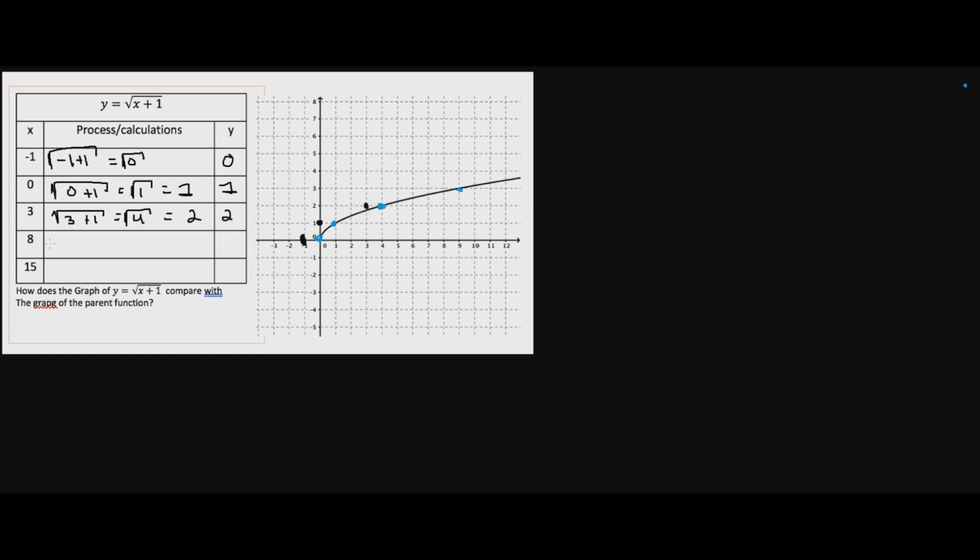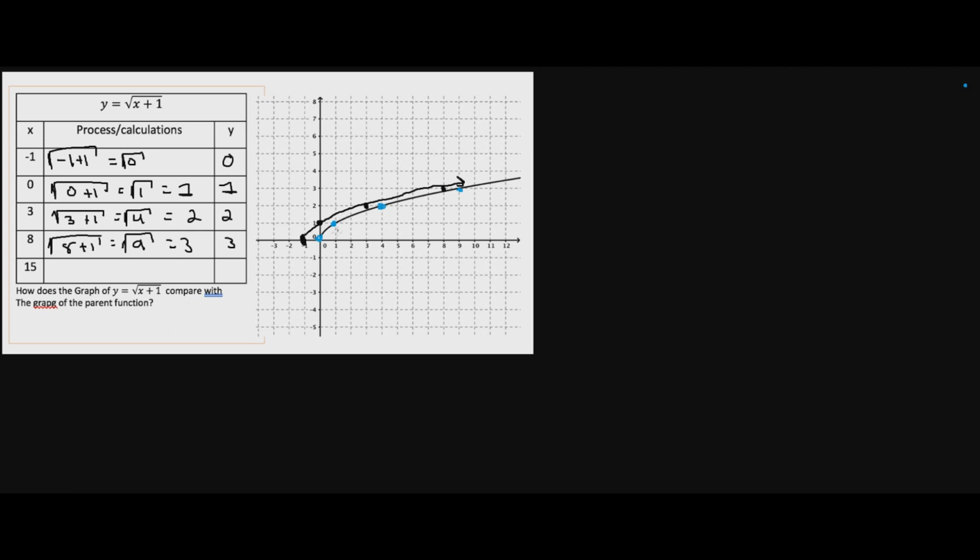And maybe one last one. What's the square root of 8 plus 1? Well, this is the square root of 9, which is 3. So when it's 8, it's going to be 3. And our graph is going to look something like this. Boom. Okay. Well, what do you notice happened?